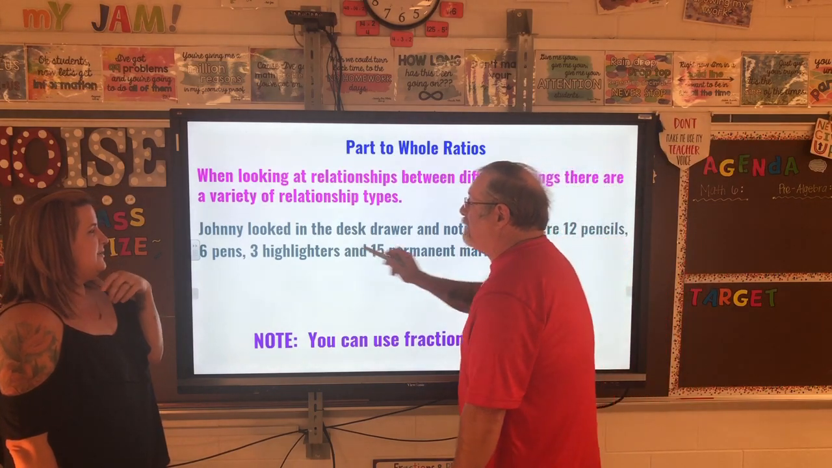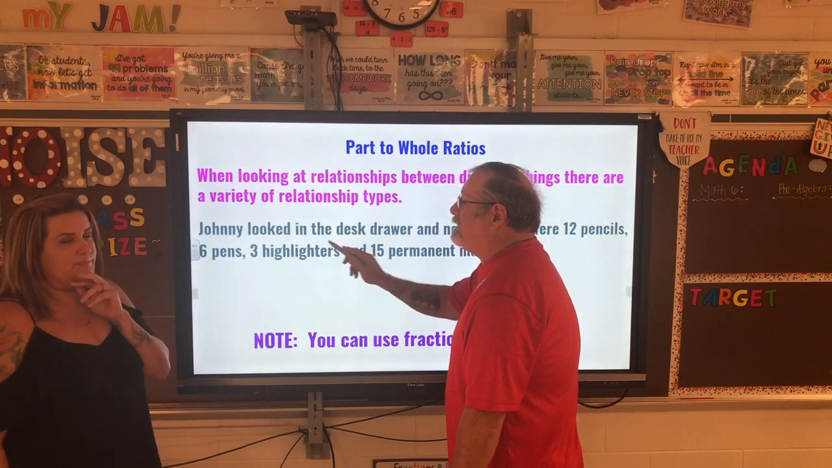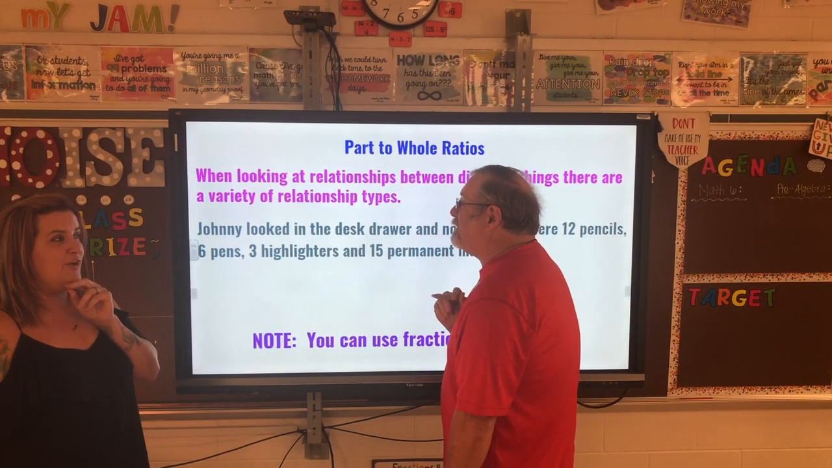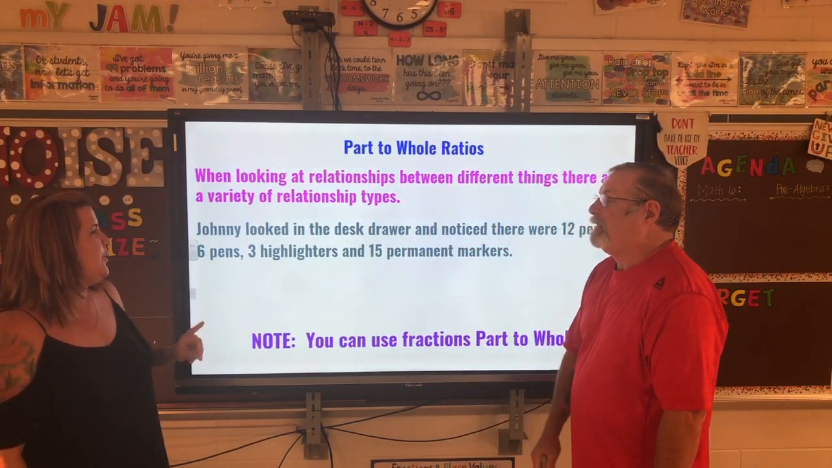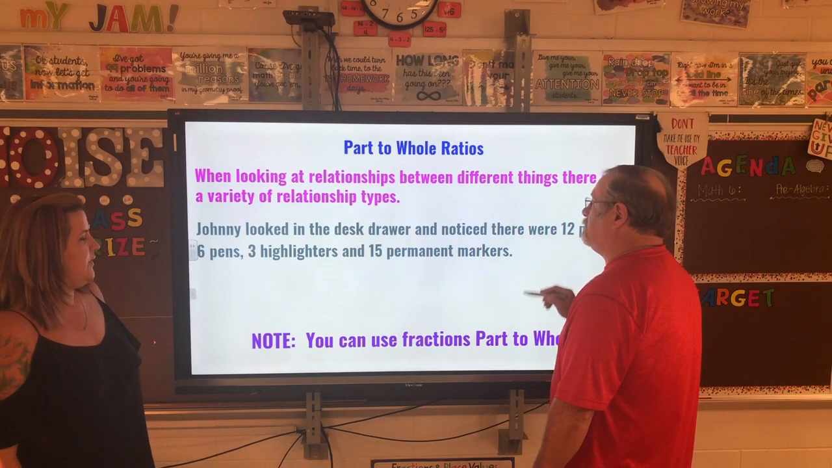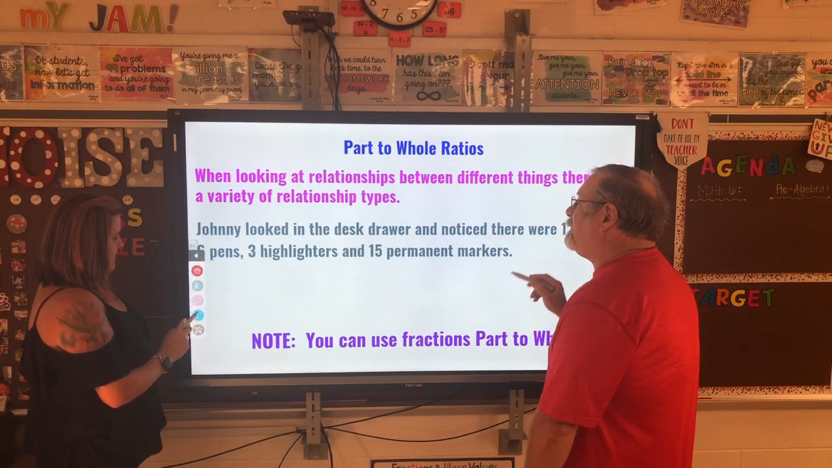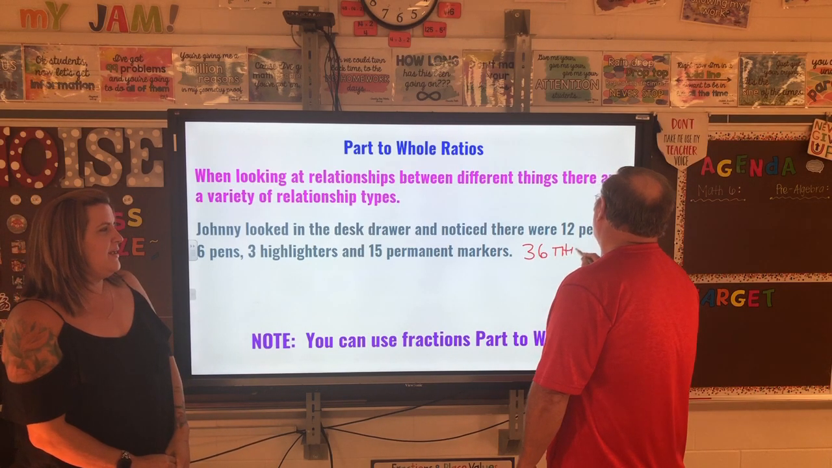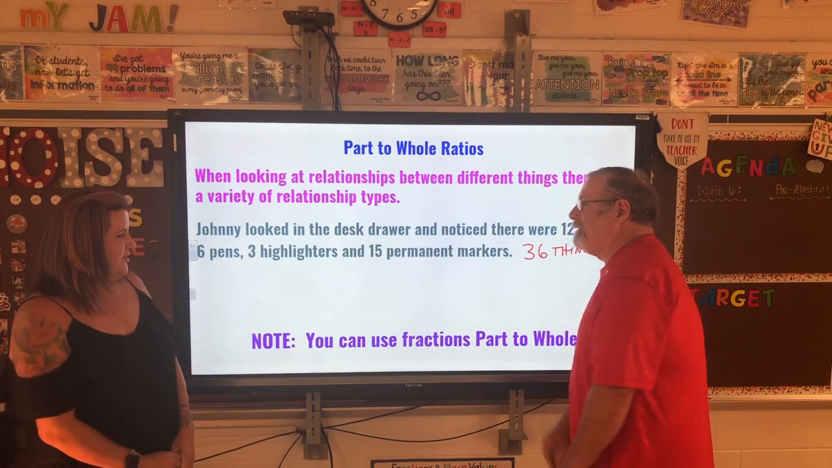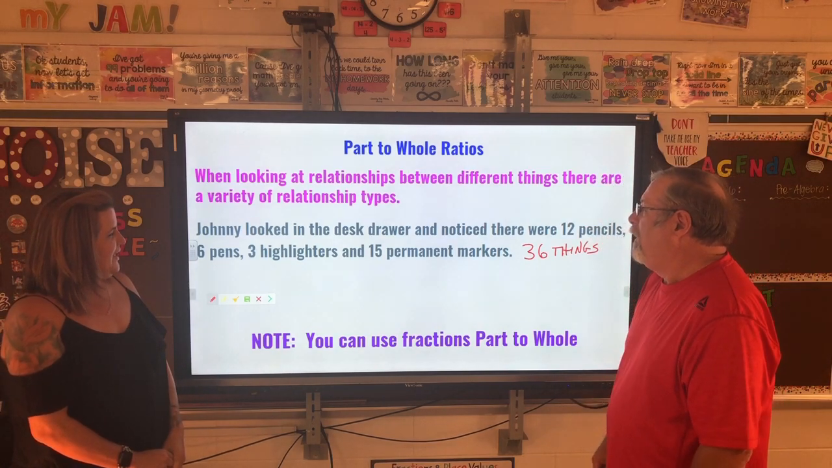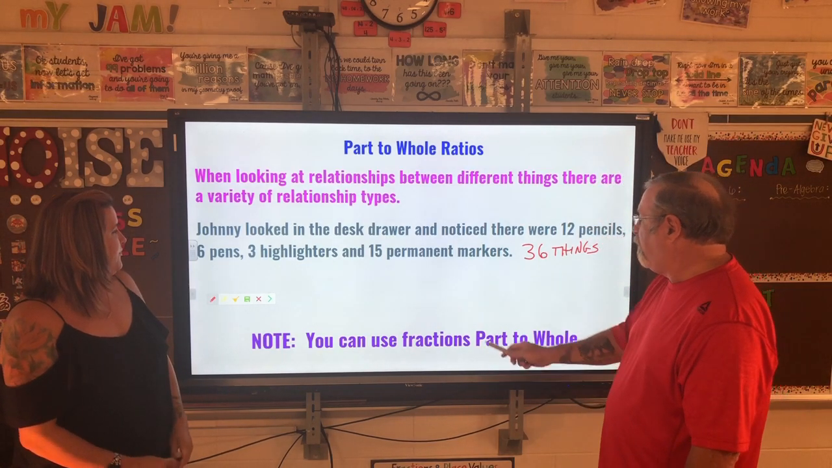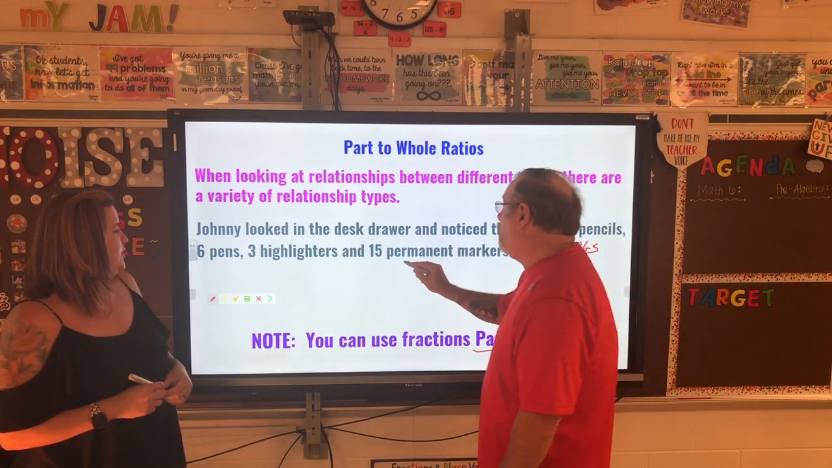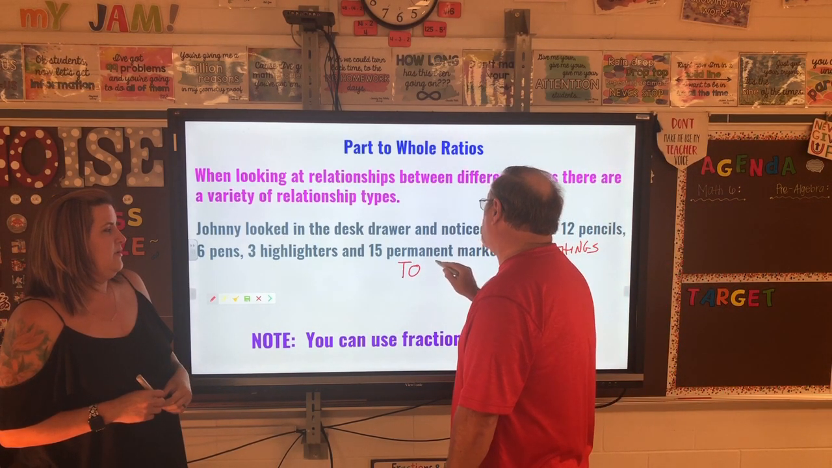So 12 plus 6 is 18. 18 plus 3, 21. Plus 15 is 36. There's 36 total items. So we have 36 things in the desk drawer. This person's clearly a teacher. Clearly. Okay, so we have 36 things, and we want to find a part to whole relationship. So we know that the total is going to be 36.